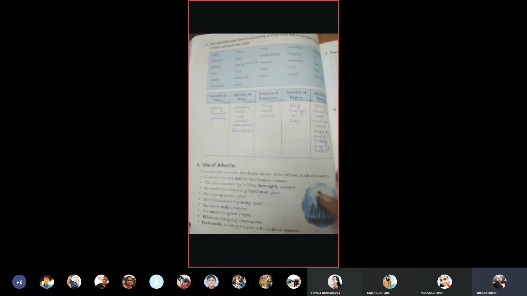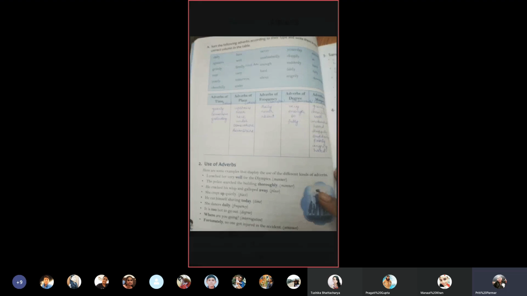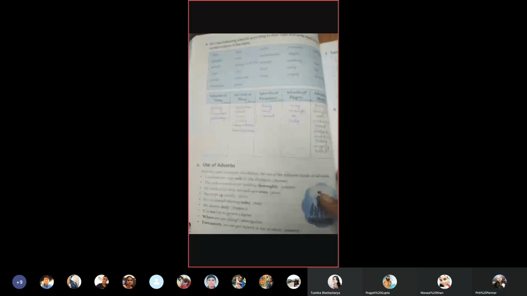He cracked his whip and galloped away. Now, where did he go? Place: away. She crept up quietly. Place: up. He cut himself shaving today. So, what time did he cut it? Today. So, these are the few words which tell you about the uses of adverbs.